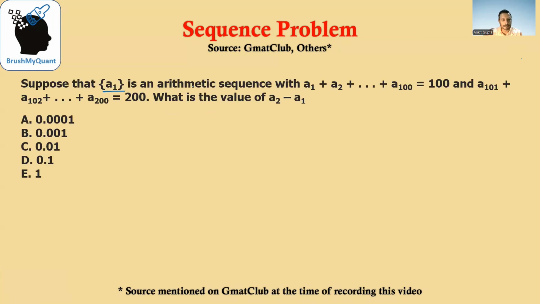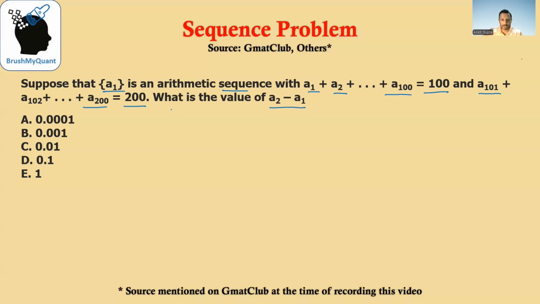Suppose that A1, A2 all the way till A100 is an arithmetic sequence with sum equal to 100, and A101, A102 and so on all the way till A200 has sum equal to 200. Then what is the value of A2 minus A1?